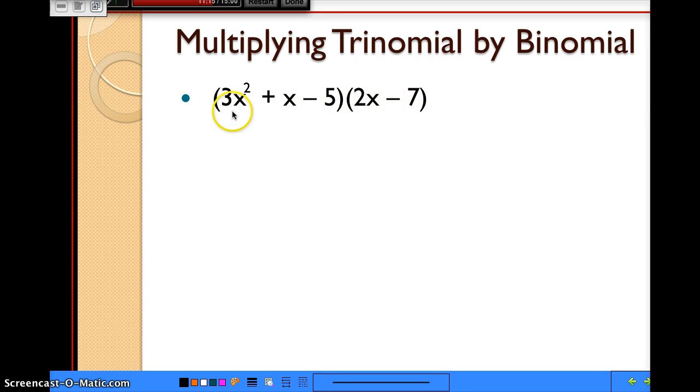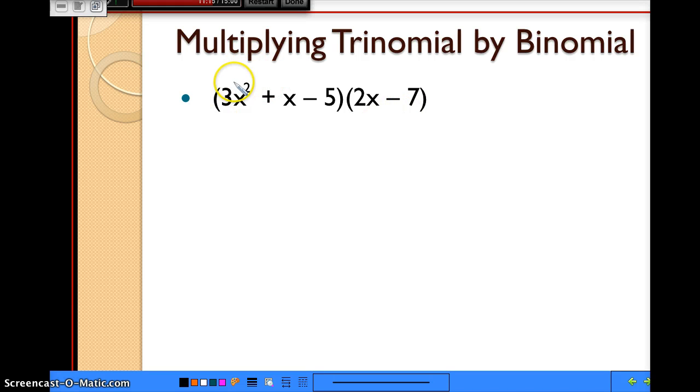In this situation, you have to multiply 3x squared times each of these. Then you have to multiply the x times each of these. And then the negative 5 times each of these. Okay? So that means you're going to do distributive property 3 times because you have 3 terms to multiply through. All right, so go ahead and put me on pause and do the distributive property. At the end of that, make sure you identify and then combine like terms. Okay, go ahead, put me on pause.